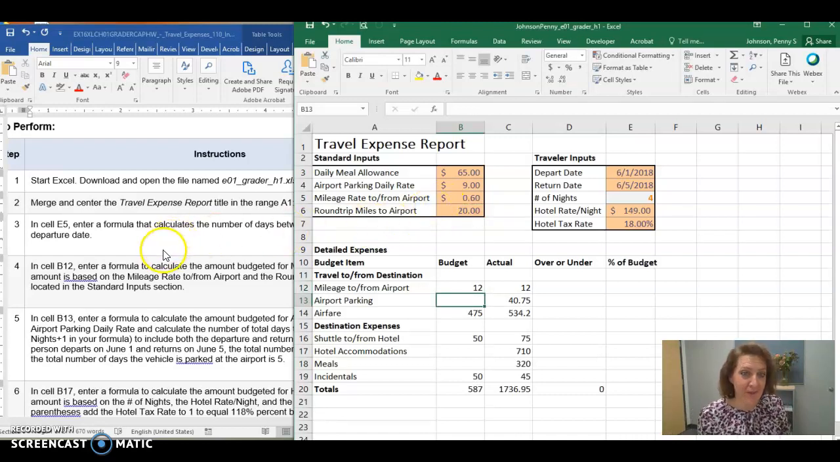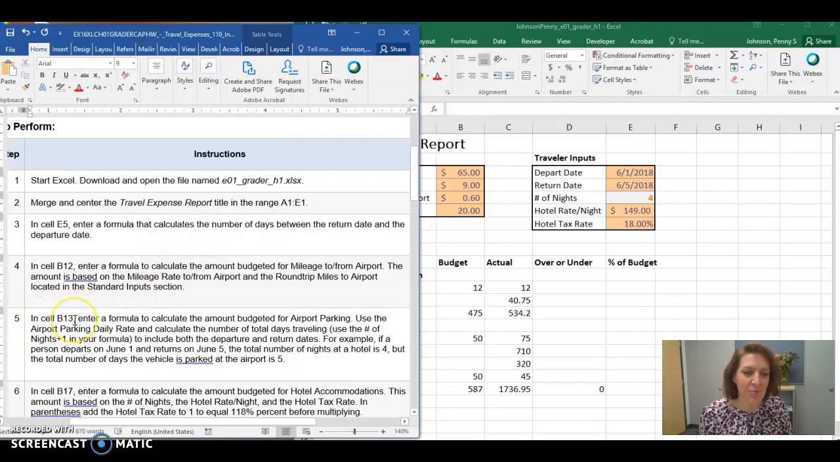Okay, let's try step 5. We're on a roll. Step 5 says, in cell B13, enter a formula to calculate the amount budgeted for parking. And this is an interesting one because it tells us we're going to use the airport parking daily rate. So it's the rate we pay for parking on a daily basis. Calculate the number of total days traveling. And for the total days traveling, it wants us to use the number of nights plus 1. So we're going to take the rate times the number of nights plus 1. All right, let's go do this.